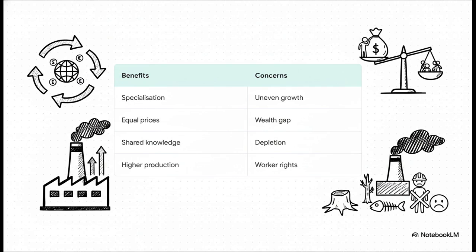Supporters argue that free trade strongly encourages regional specialization, equalizes prices, and drives a wonderful diffusion of shared knowledge and higher production globally. On the flip side, though, critics warn it often creates uneven growth, actually widening the gap between rich and poor nations. Furthermore, aggressive multinational expansion often comes at a severe environmental cost. Think deforestation and marine depletion, while sometimes entirely ignoring basic workers' rights and health.